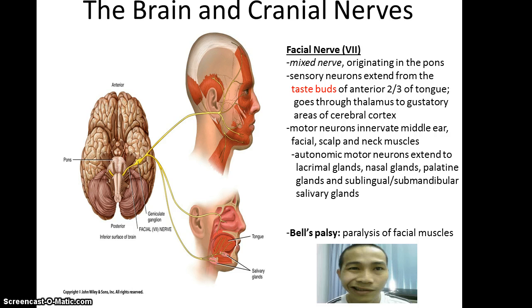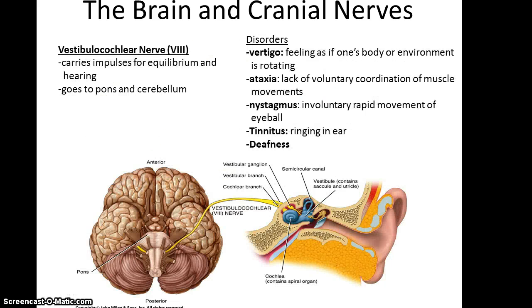And it also controls some autonomic functions, including lacrimal glands for tearing, nasal glands for mucus production, palatine glands for salivation, sublingual and submandibular salivary glands as well. So it's a pretty important nerve. But they all are. Next is the vestibulocochlear nerve, or number 8.